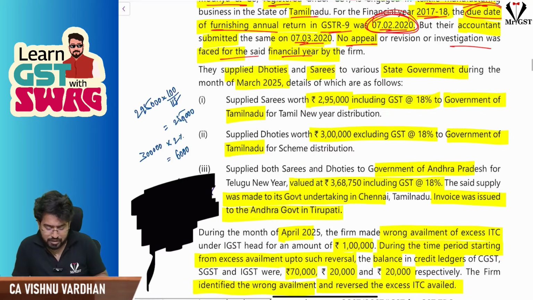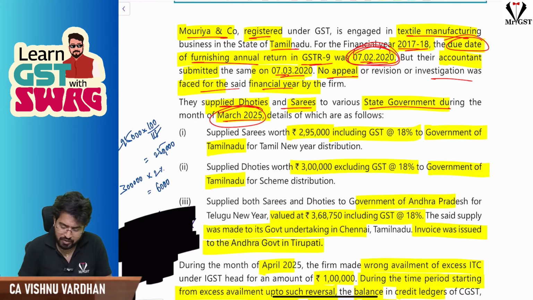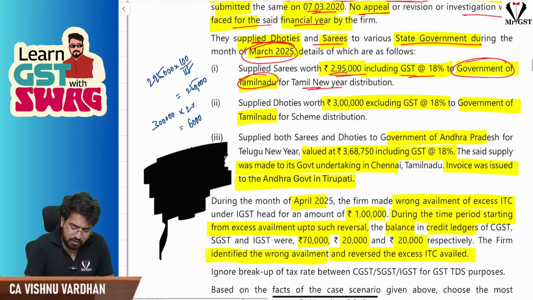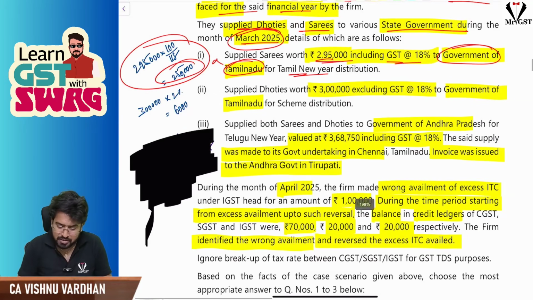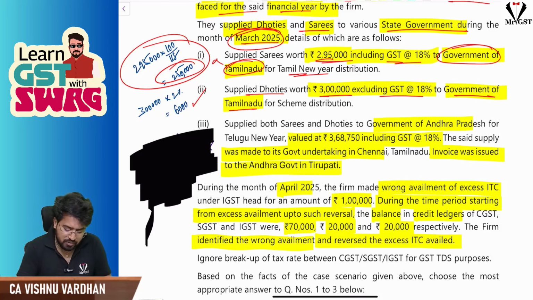Okay, right. Next, supplied dhotis and saris to various state governments in the month of March 2025. These are the details. 2,95,000 including GST to the Government of Tamil Nadu for Tamil New Year. 2,95,000 including GST, if you eliminate GST it is 2,50,000. So TDS will not come into picture. Next, supplied dhotis 3 lakh excluding GST 18% to the Government of Tamil Nadu. So 3 lakh is greater than 2,50,000. So on that 2%, 6,000, will come as TDS.